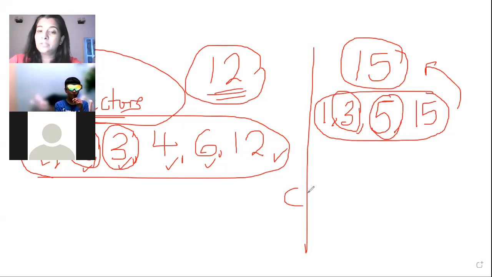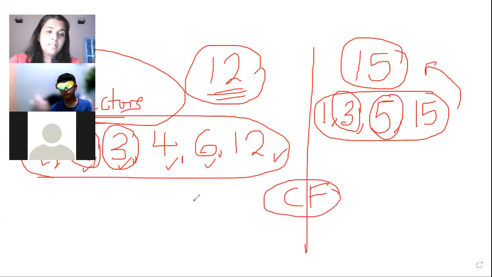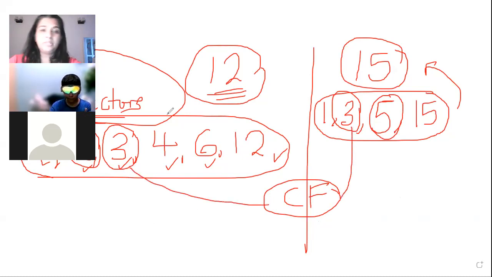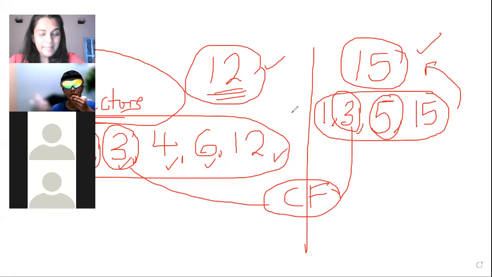And now coming to the third one, common factor. Common factor means these are the factors for 12 and these are the factors for 15. What is common between them? 3. 3, exactly. 3 is a common factor between 12 and 15. All right. I don't want to ask Fatin, does she understand or not? So far, Fatin, are you okay with this? Yes. All right, okay. Don't worry, you will catch up slowly, okay?